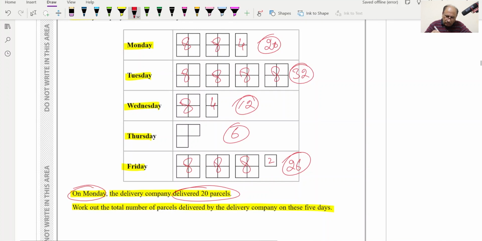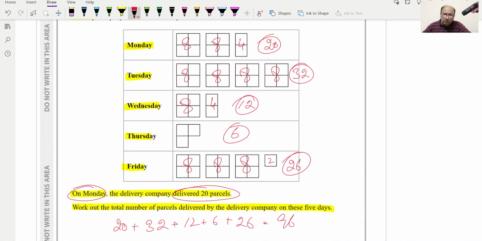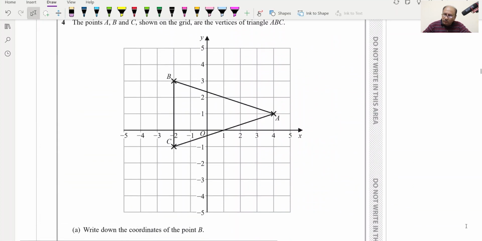So adding all means what? 20 plus 32 plus 12 plus 6 plus 26, and this is equal to 96. So 96 will be our final answer for this one. And this is done. Now question number 4.